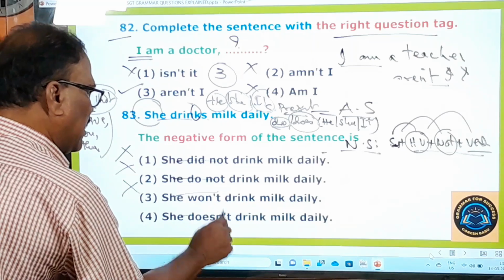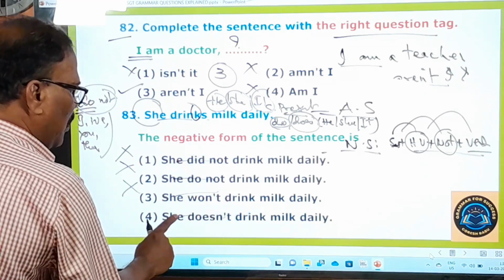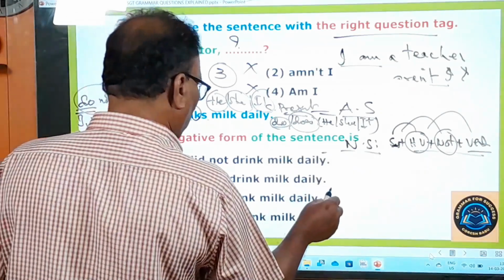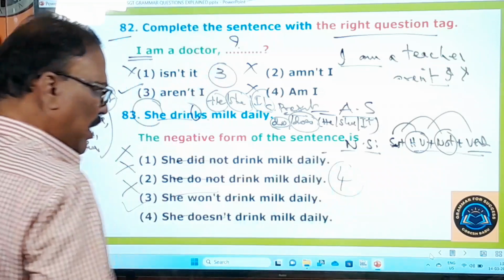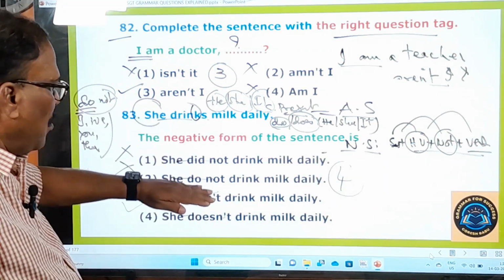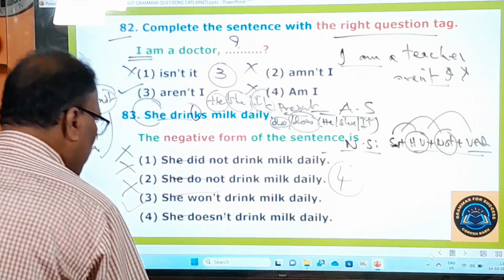And she doesn't, does not or doesn't, it's a contracted form. No problem. She doesn't drink milk. So this fourth one is going to be your answer. First three are wrong, and only the fourth one is the right one. This is how you have to change this simple present into a negative sentence. Now let's move on to other questions.